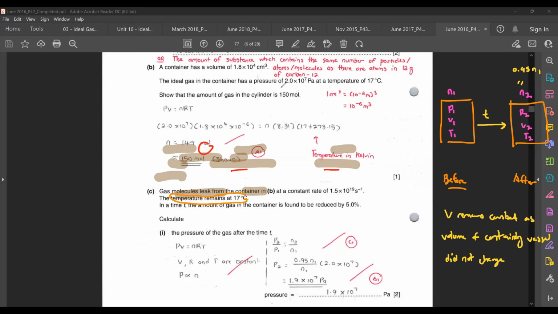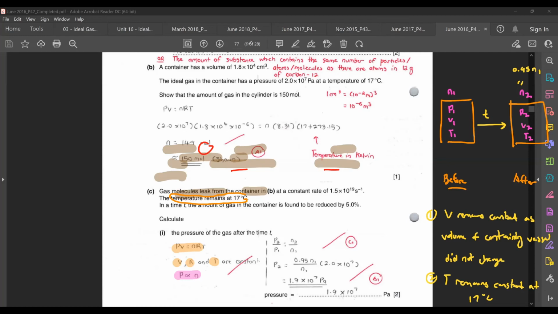All right, so you can then say this. If you look at PV equals nRT, V is constant, R is obviously a constant, T is also a constant. So that would mean that pressure is directly proportional to your number of moles. Let me just write something here. V remains constant as the volume of the containing vessel did not change. Then T remains constant at 17 degrees.